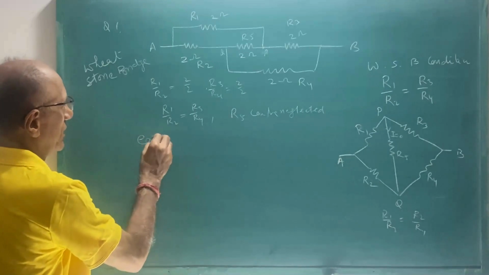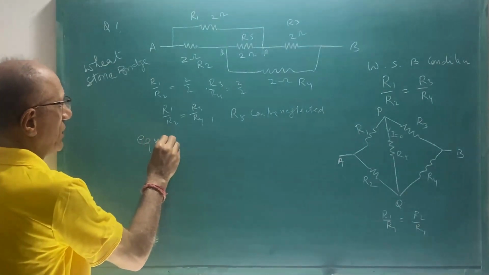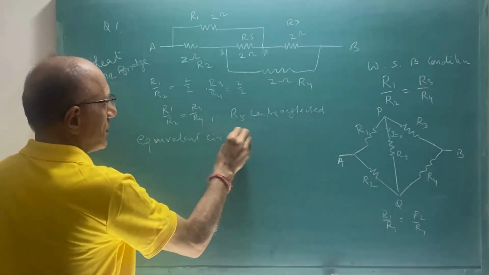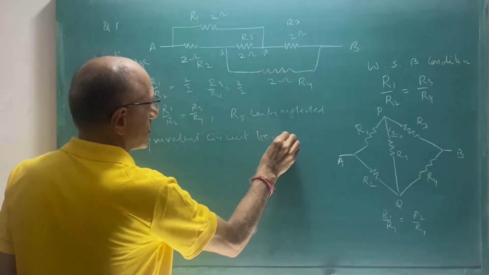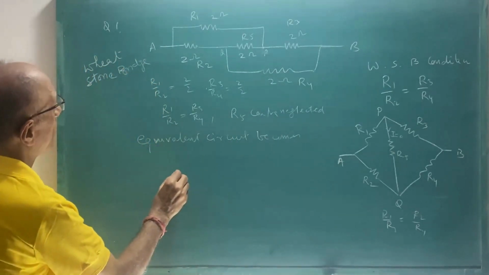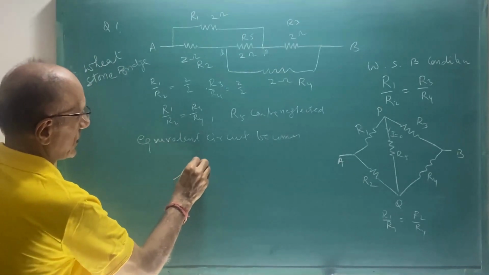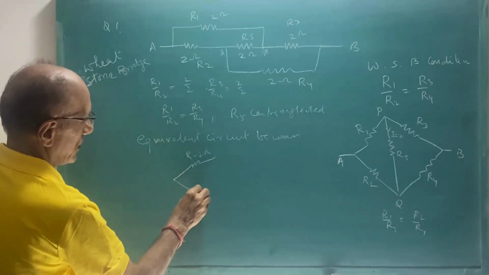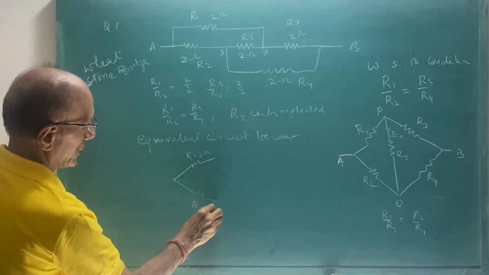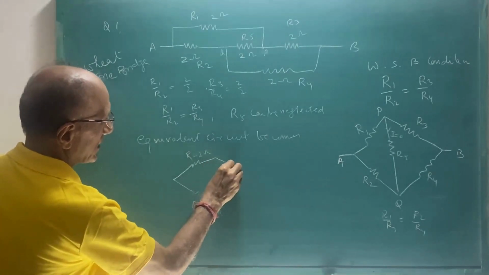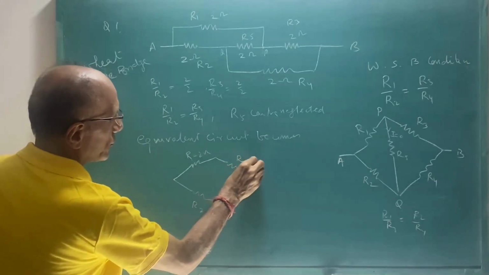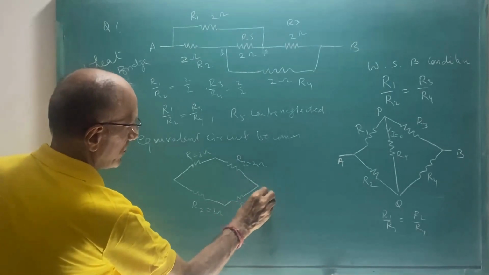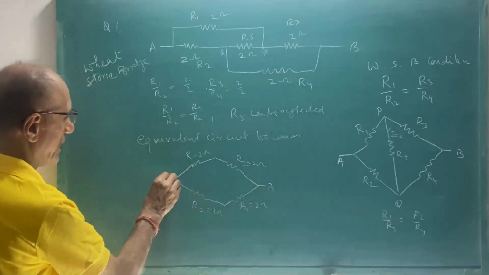Now the equivalent circuit becomes like this. This is R1, that is 2 ohm. This is R2, that is 2 ohm. And this is R3 equals 2 ohm. And this is R4 equals 2 ohm. So this is B and this is A.